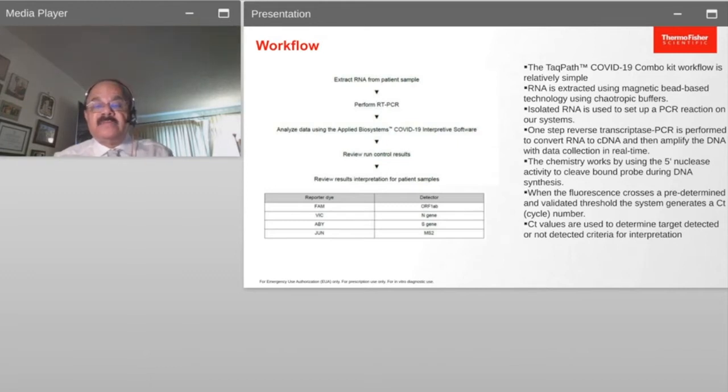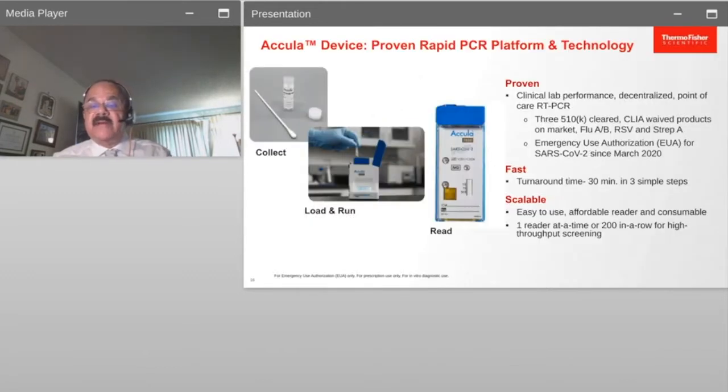The other instrument I mentioned here is a rapid PCR platform called the Acula. This is a point-of-care testing system. The company previously had 510K cleared products for flu A, B, RSV, and strep A. They now have an EUA for the SARS-CoV-2, which can be used. Essentially, the swabs are collected, they go into a collection media, and some of that is loaded onto the instrument, and you run it. And within about 30 minutes and 3 simple steps, you get a result.